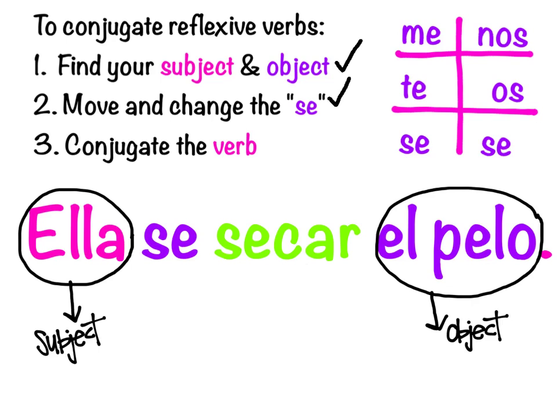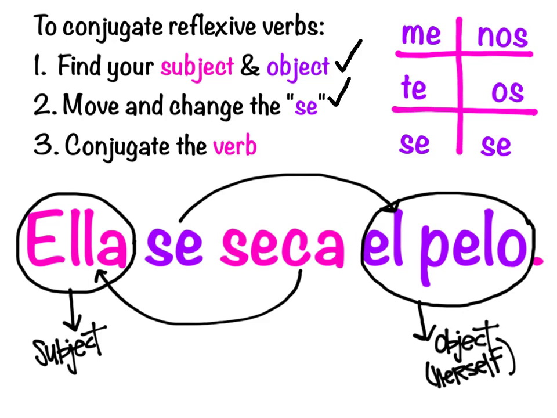And the last thing we'll need to do is conjugate the verb. And this is something that should be very familiar to you since we've been working on it since the first day of school. Since secar is a regular verb, you will simply drop the AR and add the present tense AR ending that agrees with ella. And the appropriate ending here would be a, so that your verb becomes seca. And we have now completed the third step and have successfully conjugated the verb secarse as a reflexive.